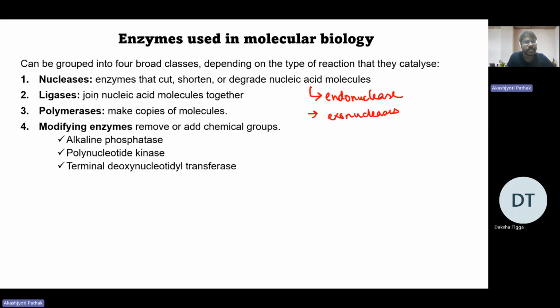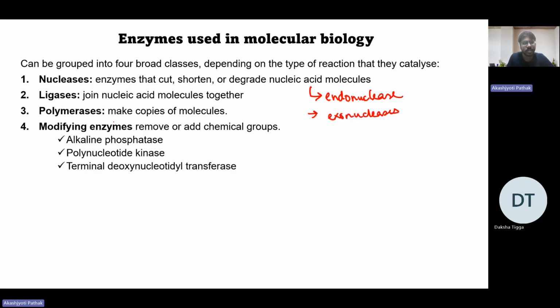Then there are ligases. So ligases are molecular glues. They are also called molecular glues. They are used to seal the nicks, or if there is a free 5' phosphate group and a free 3' OH group, then the 5' phosphate and the 3' OH group of the two strands can be ligated with the help of this enzyme called ligases. We will learn about this enzyme also in detail.